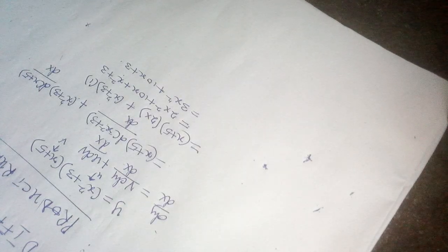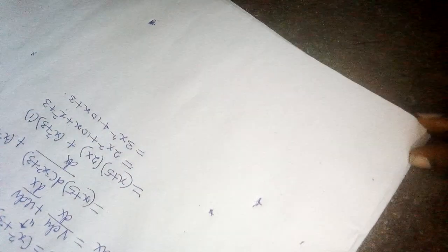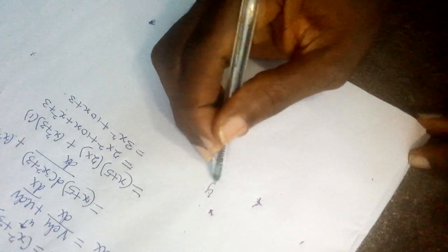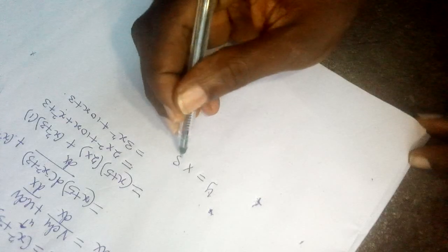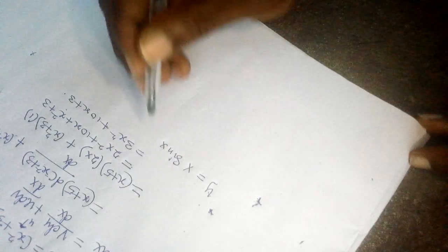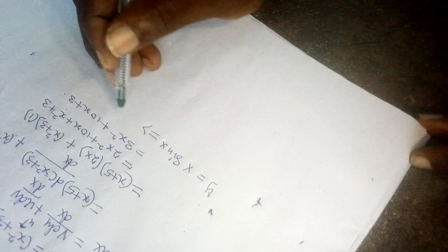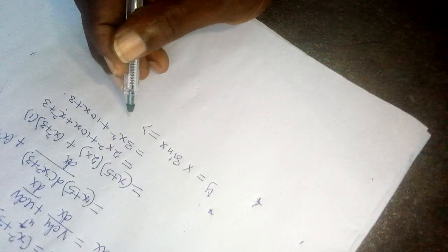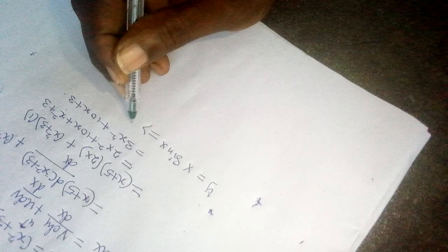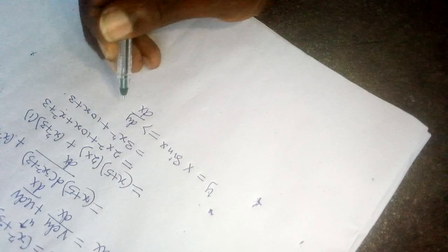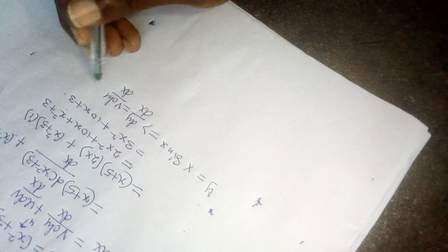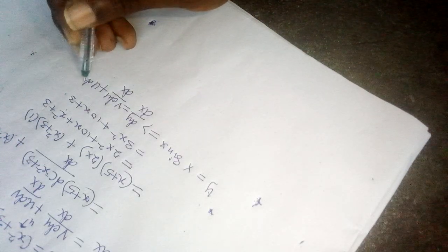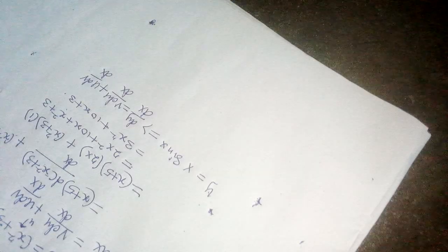Furthermore, if we are expected to solve y is equal to x sine x. Now in this, if y is equal to x sine x, it means the product rule formula will come to play, which is dy/dx is equal to v du/dx plus u dv/dx.